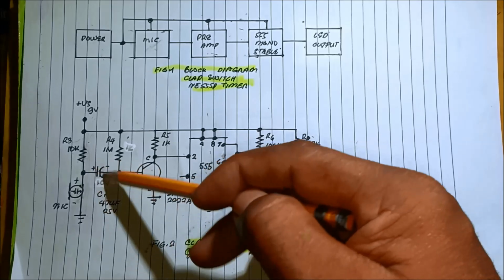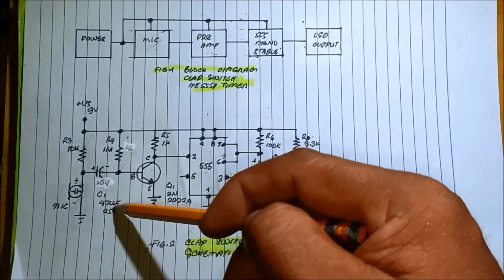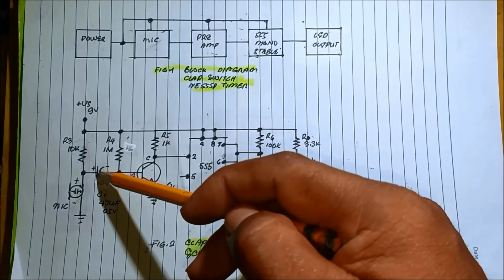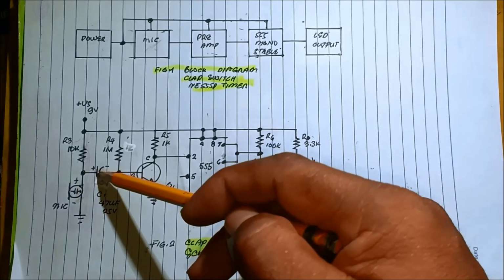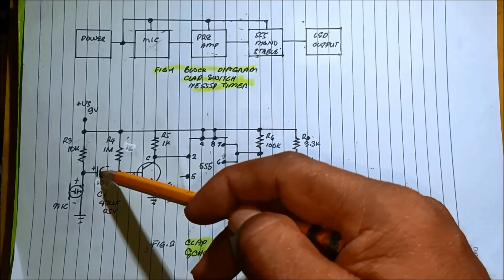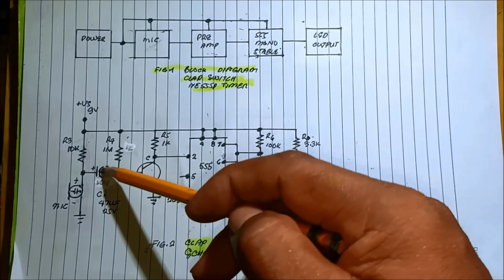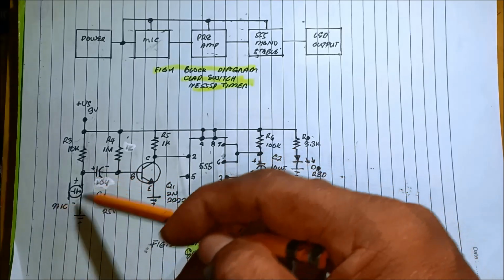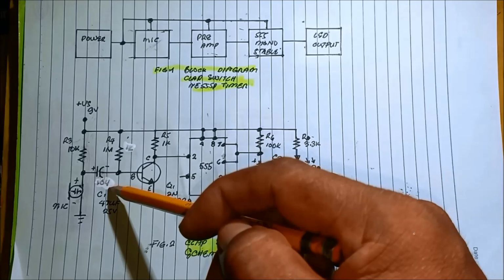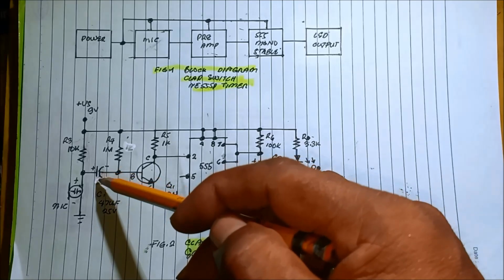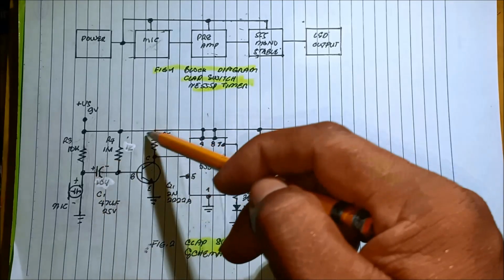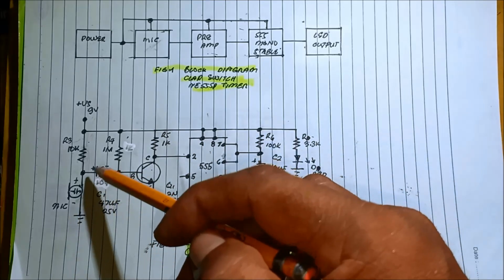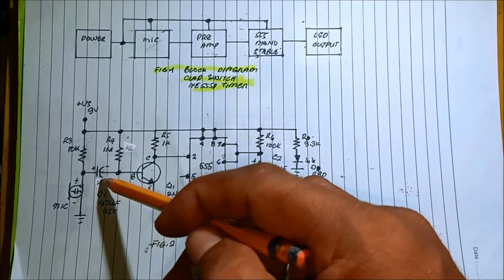And we have this capacitor, 47 microfarad, 25 volts, an electrolytic capacitor. What is the function of this capacitor? This is to isolate the DC from the AC signal. Why is there a DC signal and an AC signal?